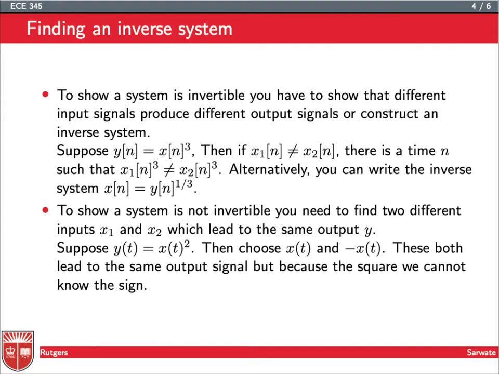If you want to show a system is not invertible, you have to find two different inputs, x1 and x2, which lead to the same output y. So if we have the squaring system, y of t computes x of t squared, then if you look at x of t and minus x of t, they both produce the same x of t squared, because the squaring system destroys sign information. So because of that, this mapping, the original system, is not 1-to-1, and therefore we can't invert it, so there is no inverse system.